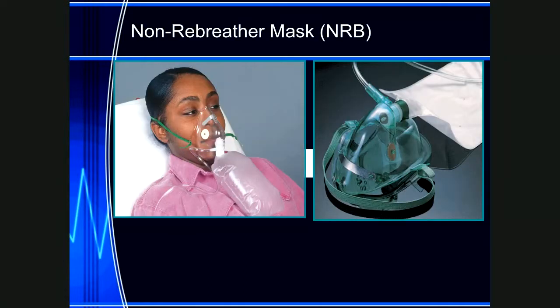We have a pediatric non-rebreather and we have the adult non-rebreather. The best device to deliver a high concentration to a breathing patient is via a non-rebreather. The patient's exhaled air escapes through a valve and is not rebreathed.